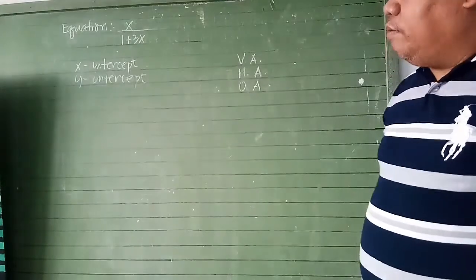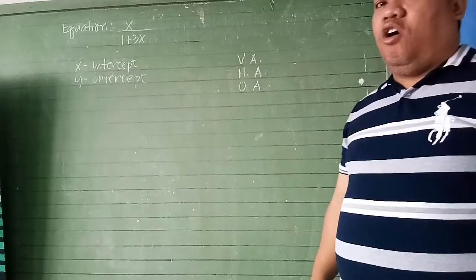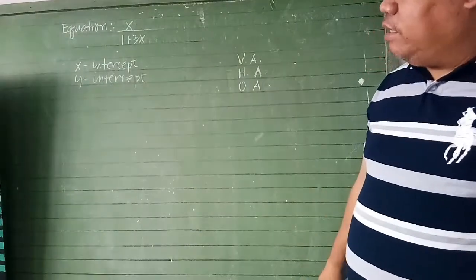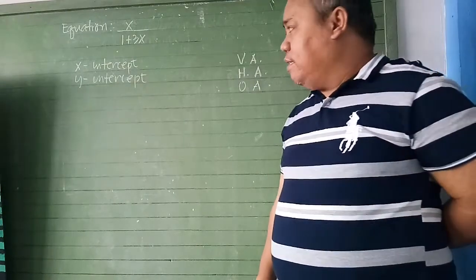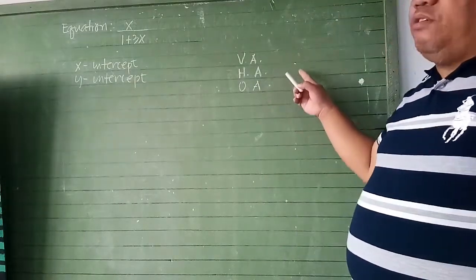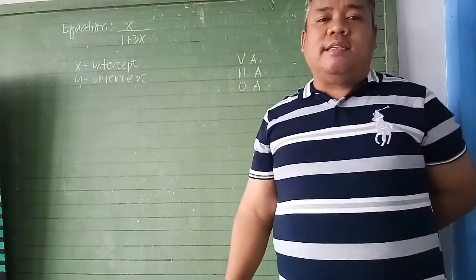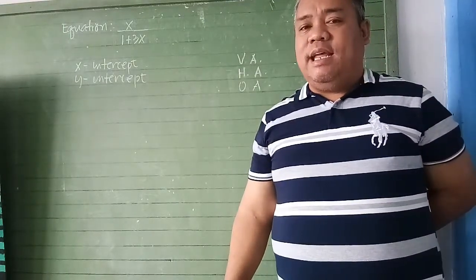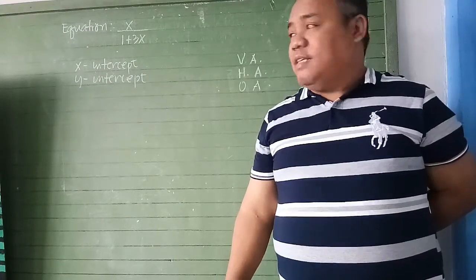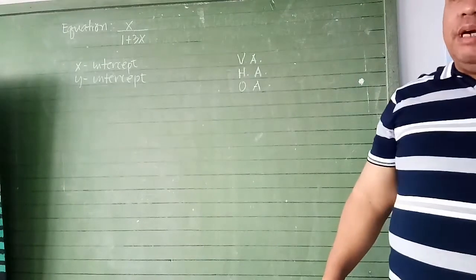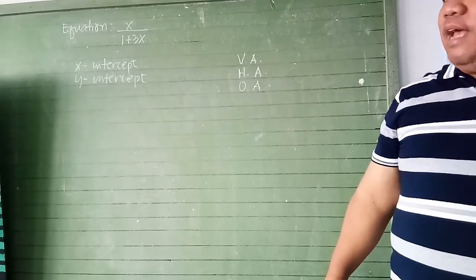Now, in this lesson, we're going to find the characteristics of rational functions. So you can encounter here the x-intercept, y-intercept, vertical asymptotes, horizontal asymptotes, and oblique asymptotes. So what is an x-intercept? An x-intercept is where the line or the graph touches the x-axis. That is why it is called an intercept. What about the y-intercept? This is where the graph touches the y-axis.